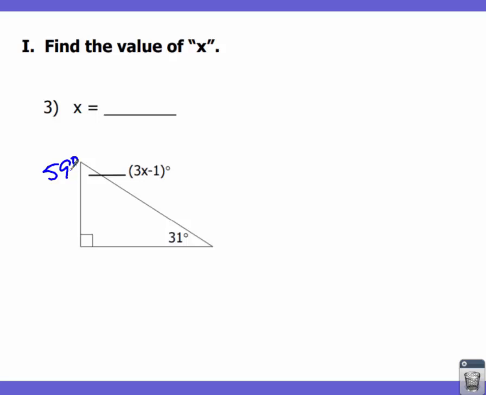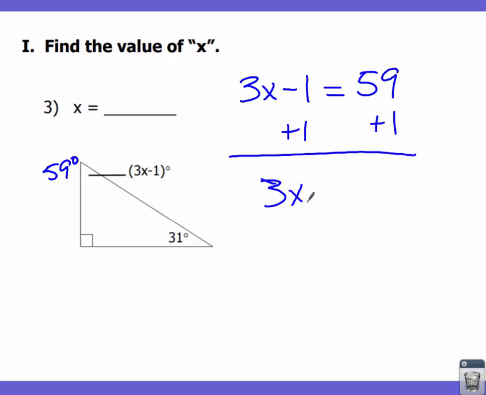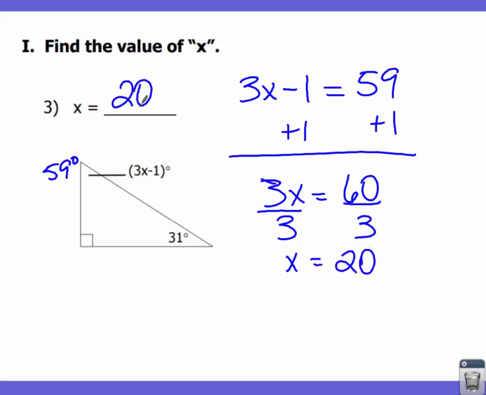But the question doesn't ask what is the angle. The question asks what is x. So there are two ways of solving this one. One way is I can take this 3x minus 1, and I know that that angle has to equal 59. So I can set it equal to 59. Now I have a minus 1 here, so to get rid of that, we add 1, and I add 1 to the other side, and we end up with 3x equal to 60. We divide both sides by 3, and we end up with x equal to 20. So we know the value of x is just 20.